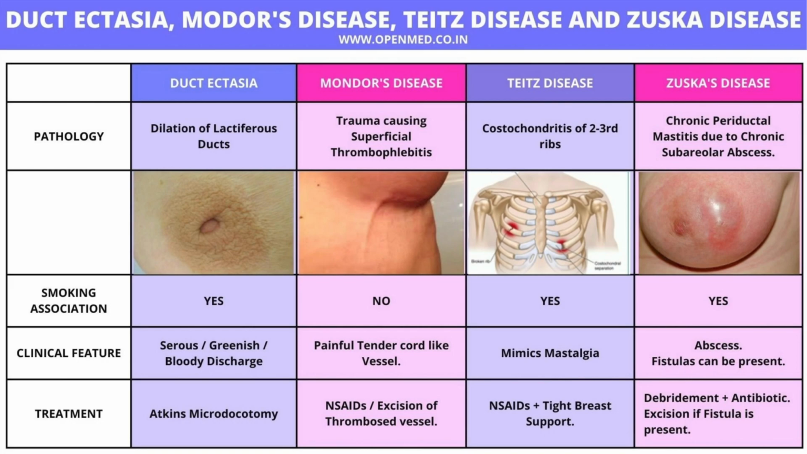Zuska disease is nothing but a chronic subareolar abscess. It is very clear in this diagram. You can see this is the subareolar abscess. It is also related to the smoker population. The abscess forms a fistula, and abscesses can recur. Treatment is debridement and antibiotics, and sometimes excision of the fistula can also be done.